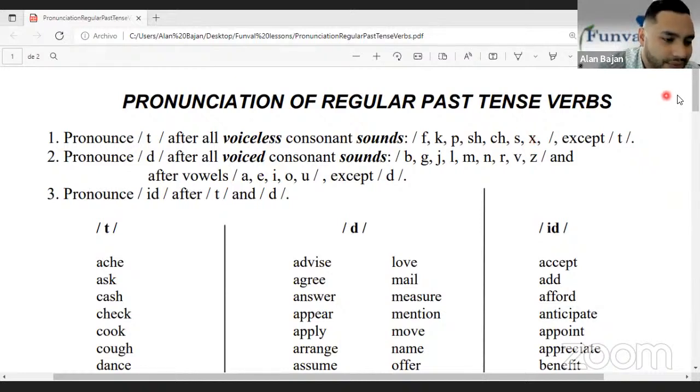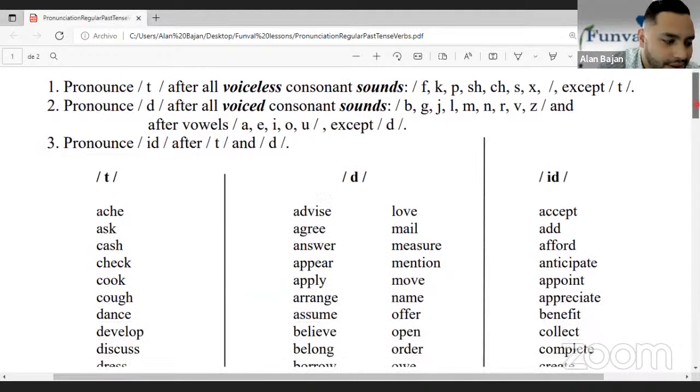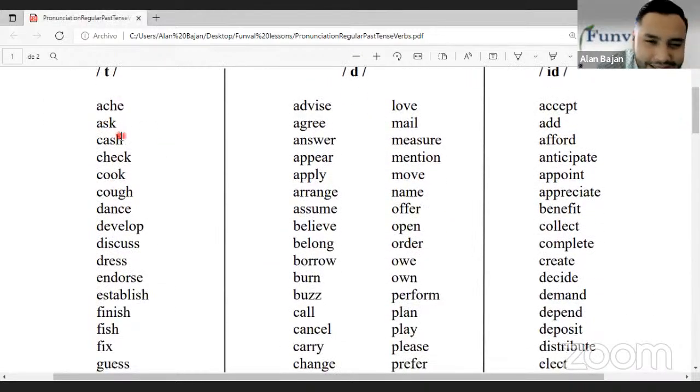For example, first group, ask. We pronounce it in past tense with the T at the end. Asked. Cash. We pronounce it with the sound of T at the end. Cashed.